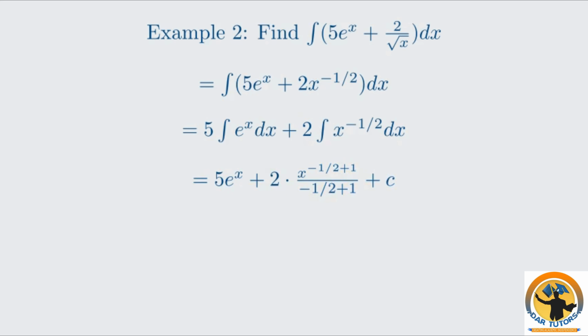Now, let's simplify the expression. Dividing by 1/2 is the same as multiplying by 2. So we have 5e to the x plus 2 times x to the 1/2 plus c. This simplifies to 5e to the x plus 4 times the square root of x plus c. Again, you can differentiate this result to verify it is correct.